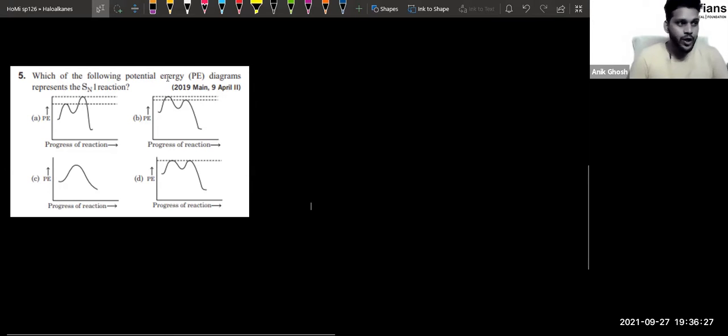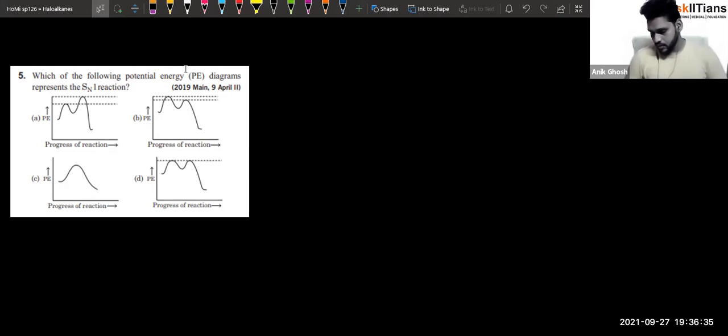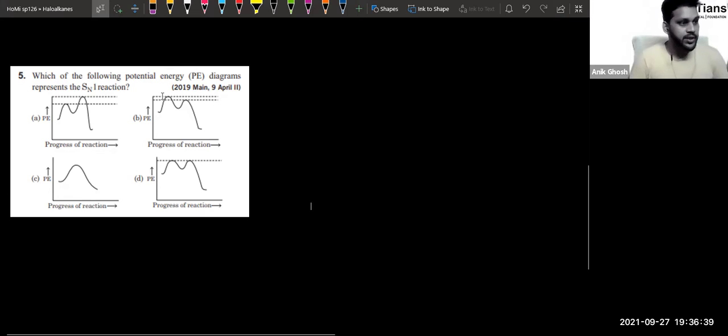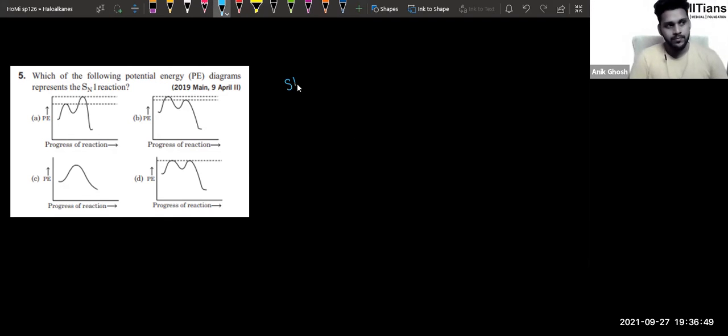Which of the following potential energy diagrams represents the SN1 mechanism? Okay, that's the question. So in the SN1 mechanism, step 1 is the formation of carbocation.